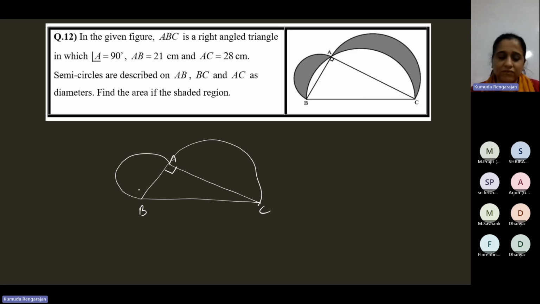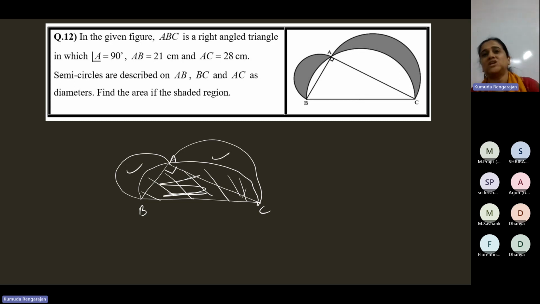Now from this area, just imagine you have a paper cutout of a design like this. Using a pair of scissors, you're cutting a semicircle with BC as diameter. So now what will remain? This one is cut off. Only this one and this one are there, right? And that is the shaded region.